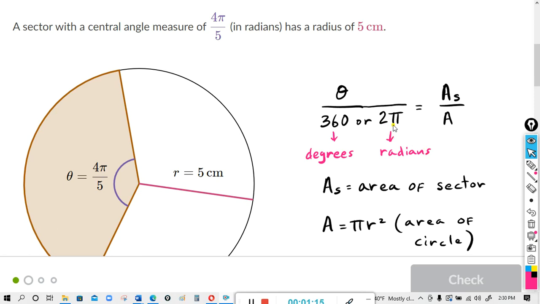Okay, 2 pi, that's the same as 2 times pi. And A sub s, that represents the area of the sector. Okay, and capital A is the area of the whole circle. Remember, the formula for that is pi r squared.